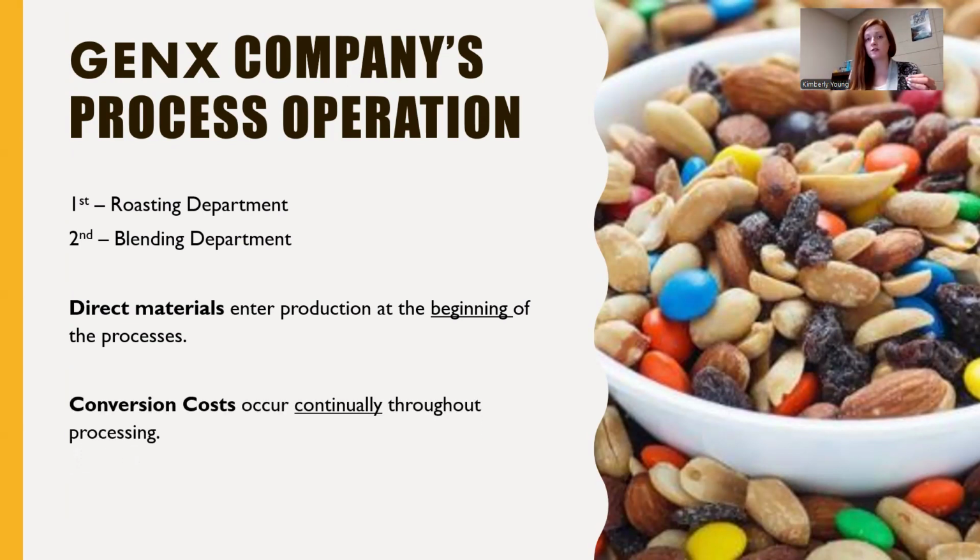But the conversion costs are direct labor, the people that are helping put these together, and all of the indirect, all the factory overhead, those convert these buckets of different nuts and candies and raisins into trail mix. They convert it, their conversion cost. Those continually have to happen until the trail mix is ready, until it's a finished good. So we have all of the direct materials right up front, but conversion costs, which are direct labor and all of the factory overhead, those are going to be put in throughout the process.